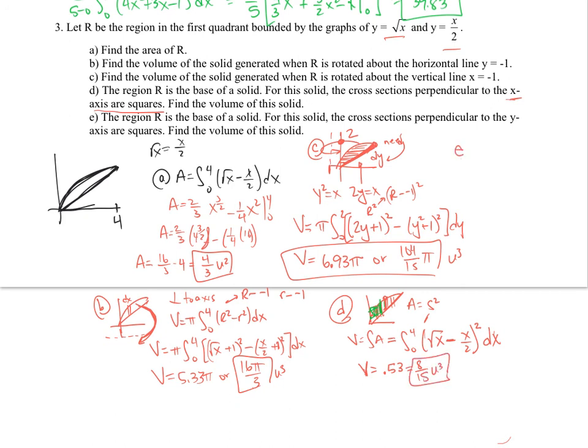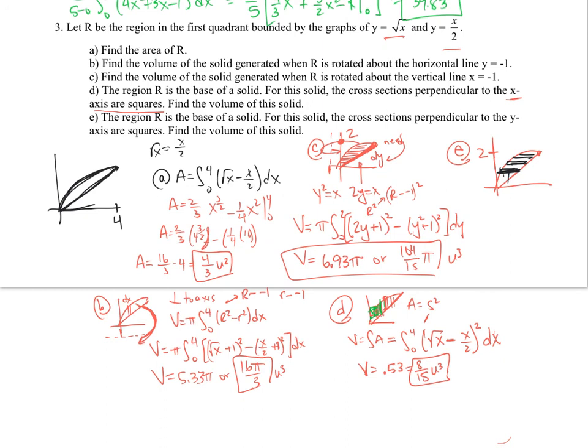All right, let's look at part E. This time we've got the same situation, but the cross sections perpendicular to the y-axis are squares. I've got this curve right there, and I need to go up to 2, because the squares are coming out this way instead of the other way. Perpendicular to the y-axis, all these little black marks are squares coming out of the board.